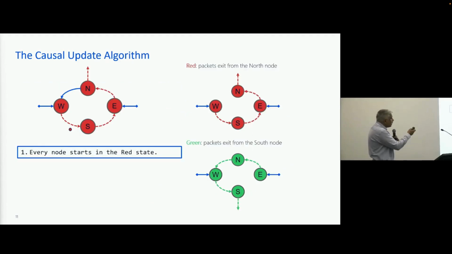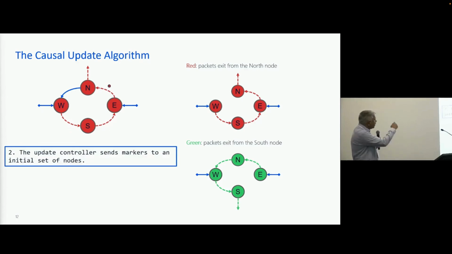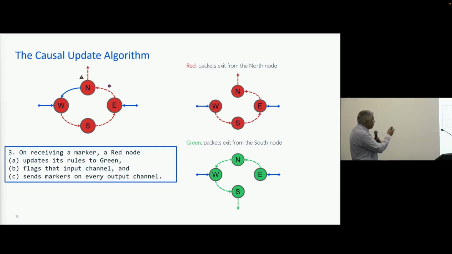And so it does so by following some very simple rules. So everything starts in the red state. As the packet moves along, the update controller is going to send markers to some initial set of nodes to get them updated. And so that's that little triangle. Now the interesting thing about this algorithm, the crucial part, is that on receiving a marker, a node does three things. It updates its rules, it flags the input channel, and then it forwards that marker out onto all of its outgoing channels. Right? That's sort of flooding through the network.